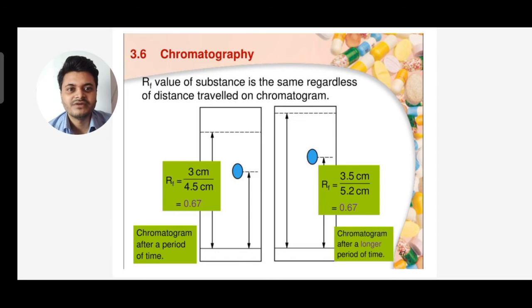So the first one is the chromatogram after a period of time, and the second one is the chromatogram after a long period of time. You can see all the RF values are the same in both cases.